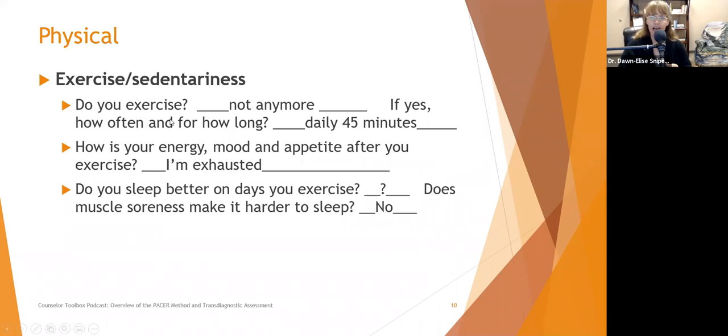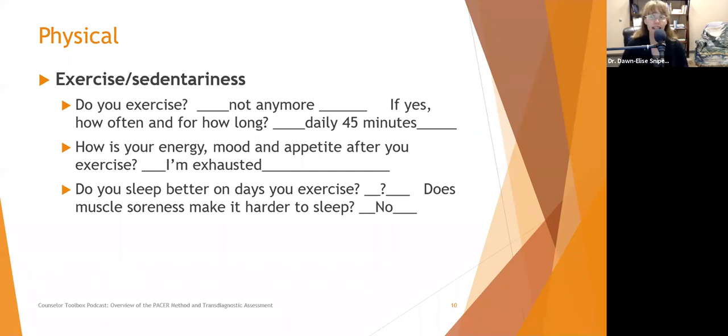Sedentariness and exercise. Do you exercise? Well, not anymore. He said when he was on his diet, he was exercising 45 minutes a day. He was feeling pretty darn good. He was taking off the weight and he hit that plateau and he got frustrated, and somewhere in there the depression and apathy kind of set in and he just lost it, and he has no desire to go to the gym right now. How is your energy, mood, and appetite after you exercise?